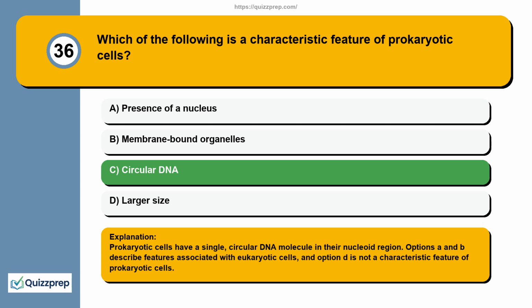Prokaryotic cells have a single, circular DNA molecule in their nucleoid region. Options A and B describe features associated with eukaryotic cells, and option D is not a characteristic feature of prokaryotic cells.